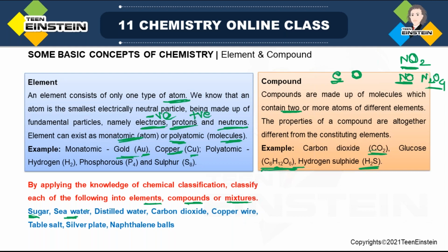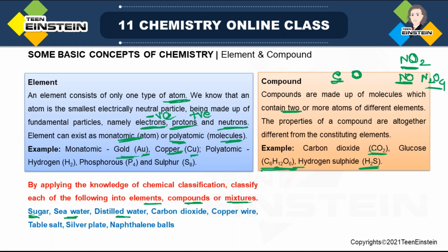Then seawater. In seawater we know table salt is present. Now table salt is sodium chloride. So there is sodium chloride and there is water. But the individual properties of water and sodium chloride are still present, so we can say NaCl is not reacting with water. They are just together. So it is a mixture.